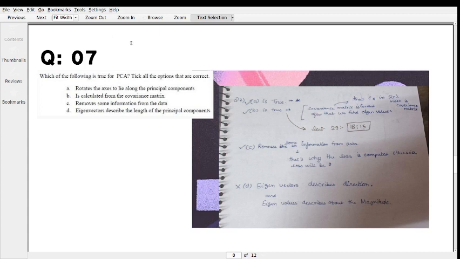So we also compute the loss for it. That's why this option is also correct. It removes some information, so we can say this option is also correct. In option 7, eigenvectors describe the length of the principal components. Actually, eigenvalues give the magnitude, and we can say magnitude is the length. Eigenvectors describe the direction in which the data is present, in the plane, which could be a 2D plane, 3D plane, multidimensional plane, etc.